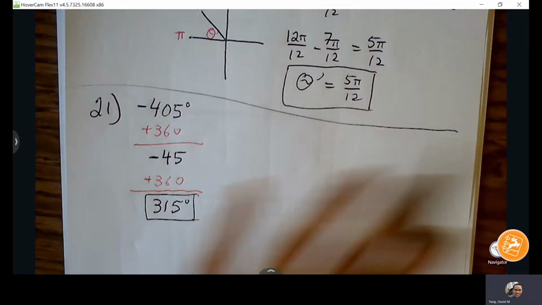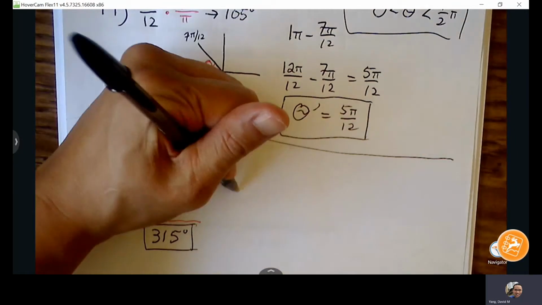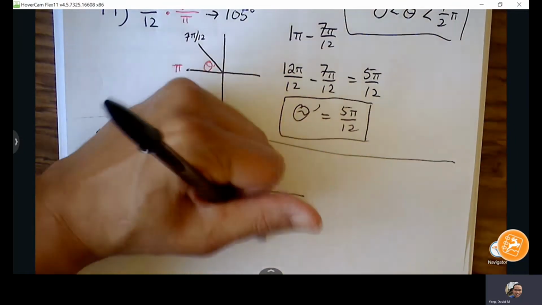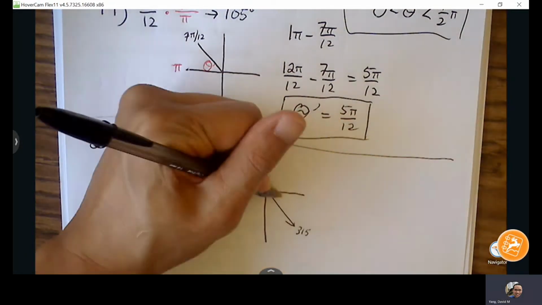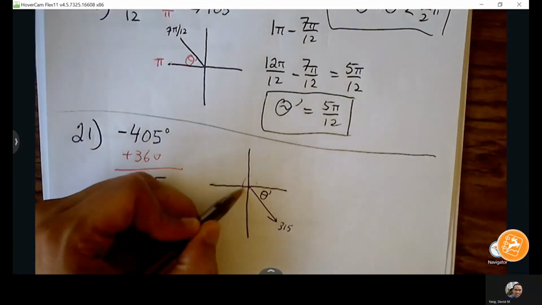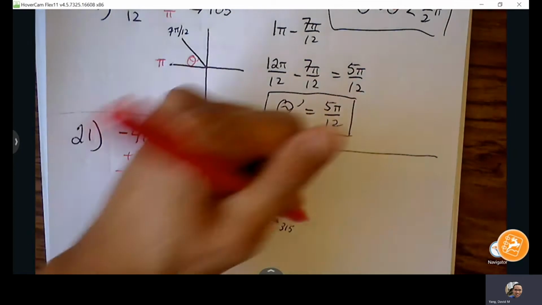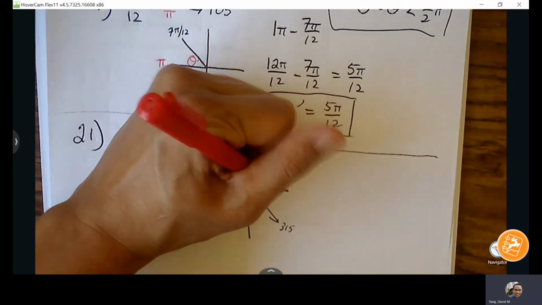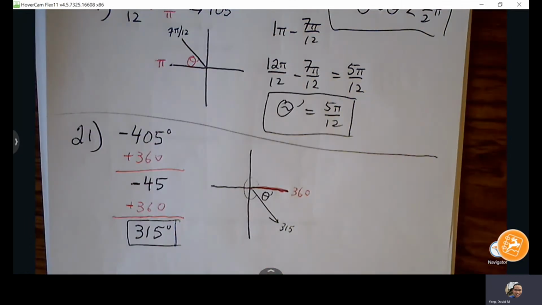Okay, so once you're there, now you can know how to make progress, right? I have a degree measure. It's in the fourth quadrant. So to find my reference angle, I've got to involve my x-axis, the closest x-axis. So that means I have to subtract from 360. That's going to help me get to my reference angle.